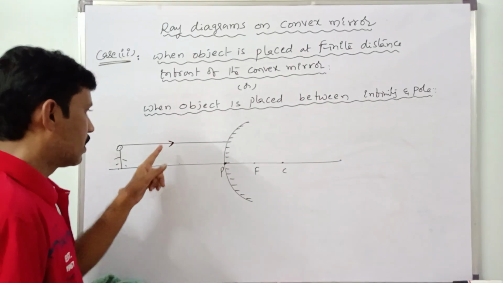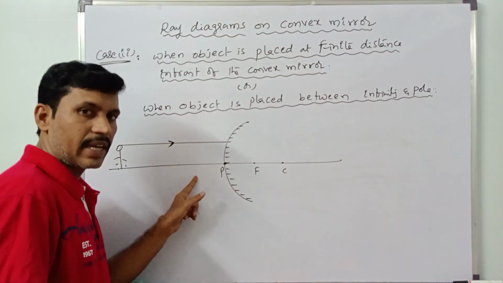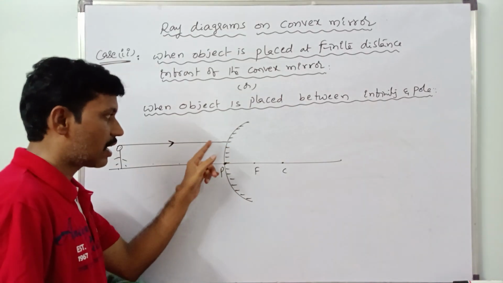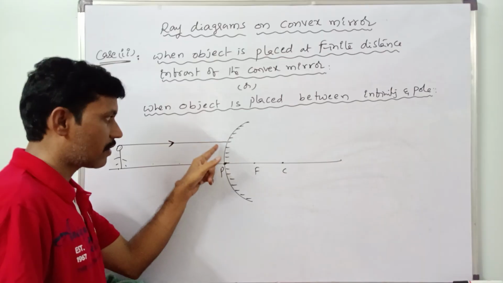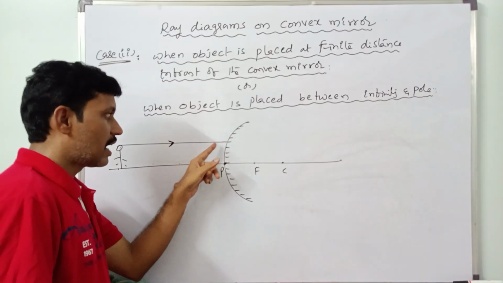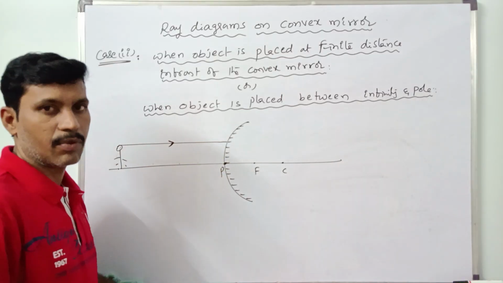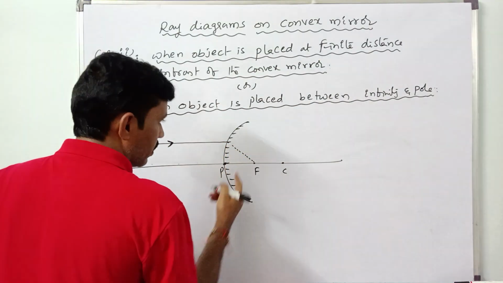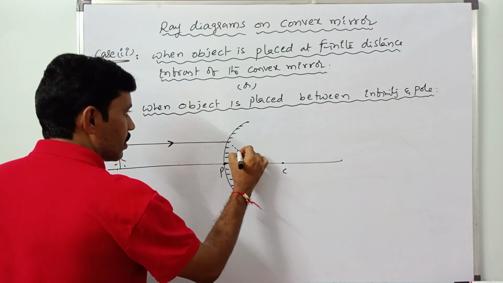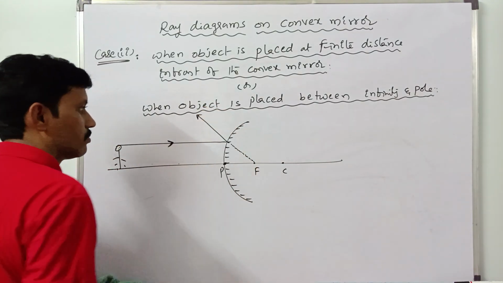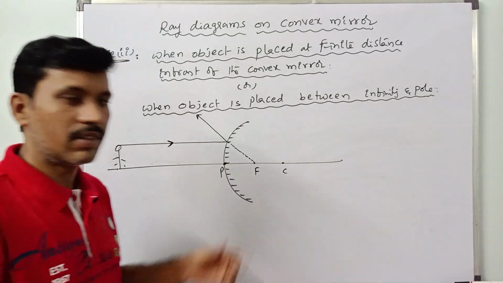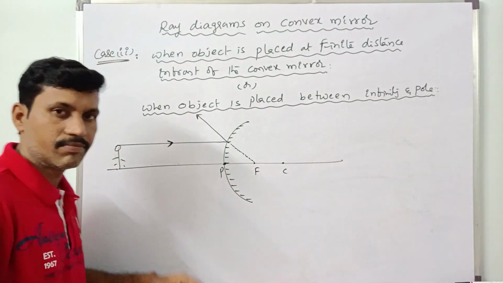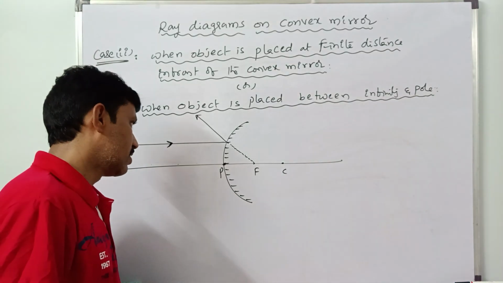We know that the ray which is parallel to the principal axis, incident on the mirror, after reflection from the convex mirror appears to diverge from the focus point. It appears to diverge from the focus point, like this. So let us take the second ray.